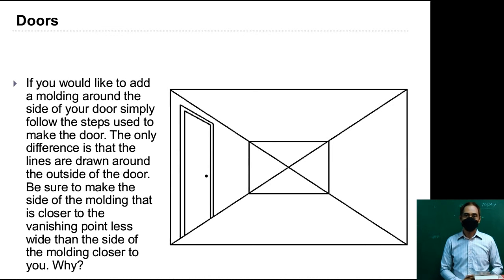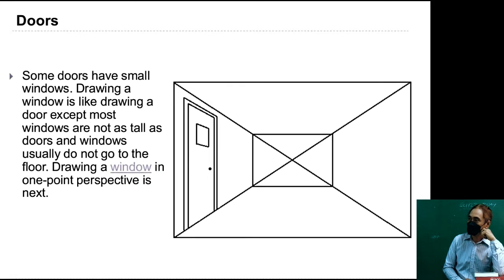If you'd like to add a molding around the side of your door, simply follow the steps used to make the door. The only difference is that the lines are drawn around the outside of the door. Be sure to make the side of the molding that is closer to the vanishing point less wide than the side of the molding closer to you. Some doors have small windows. Drawing a window is like drawing a door, except most windows are not as tall as the door, and windows usually do not go to the floor.